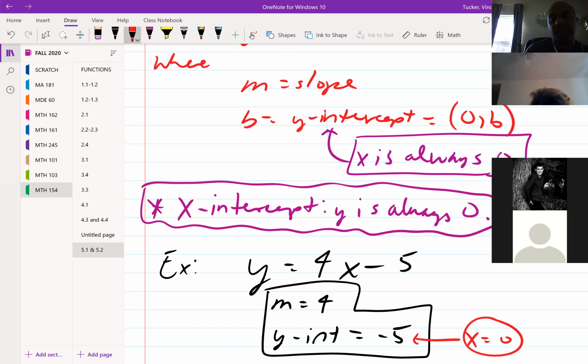Notice for my slope, a lot of people make the mistake. You say, what's the slope? They'll write 4x. Your slope is not 4x. Your slope is just 4. Do not include that variable as a part of your slope.